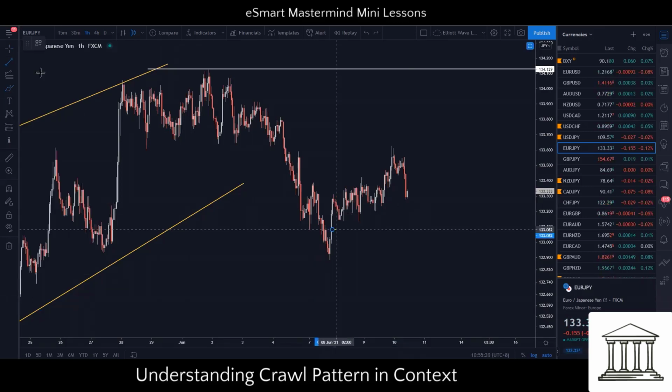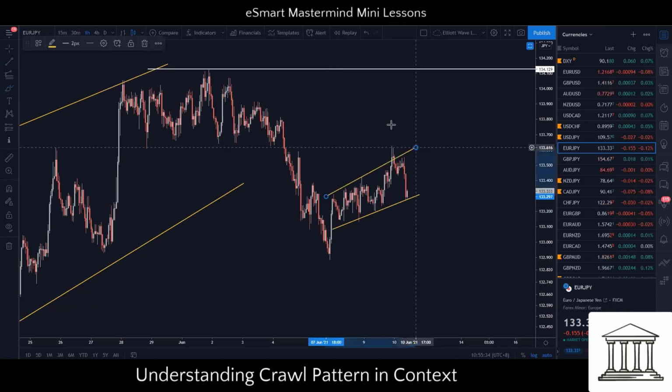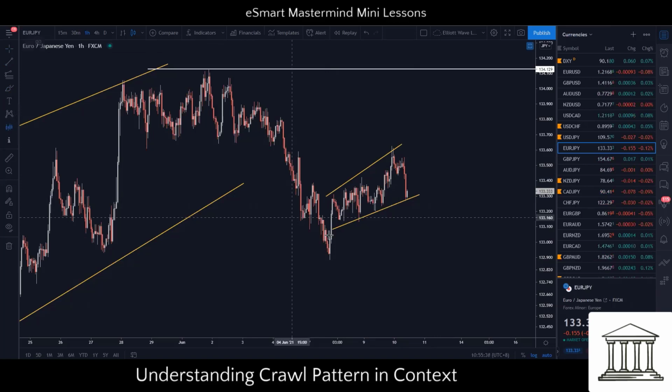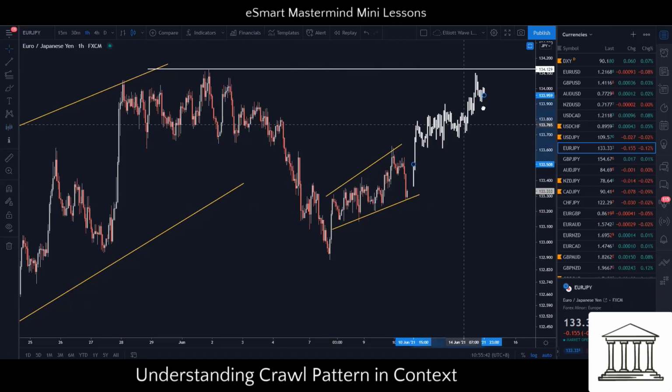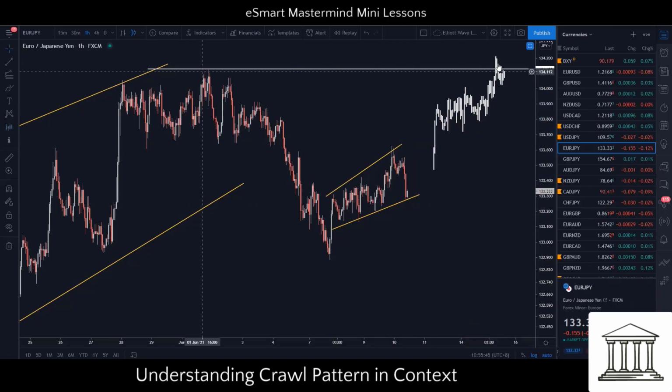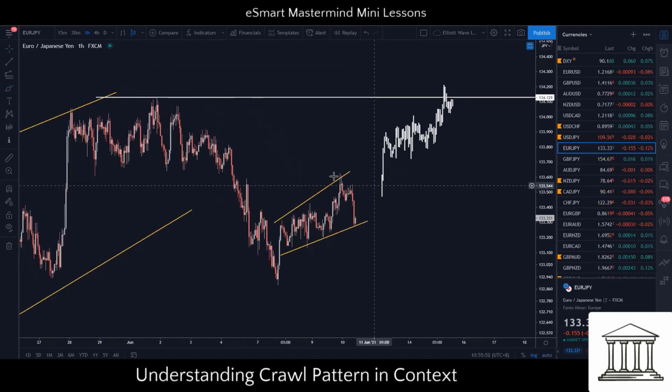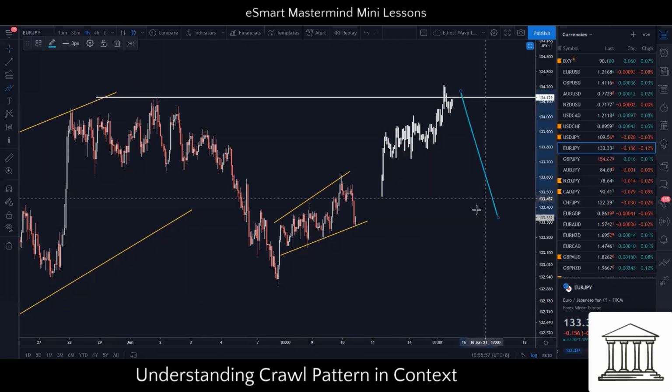I'll draw this in nicely so they can see what I'm referring to as a crawl. Back to the mini lesson on context. Now if this pattern is up here, where you have this top and then this top becomes a bigger double top and then you have this crawl, it's very different versus the pattern that's happening here. So if this crawl is at the top, then obviously to me this is a no-brainer.